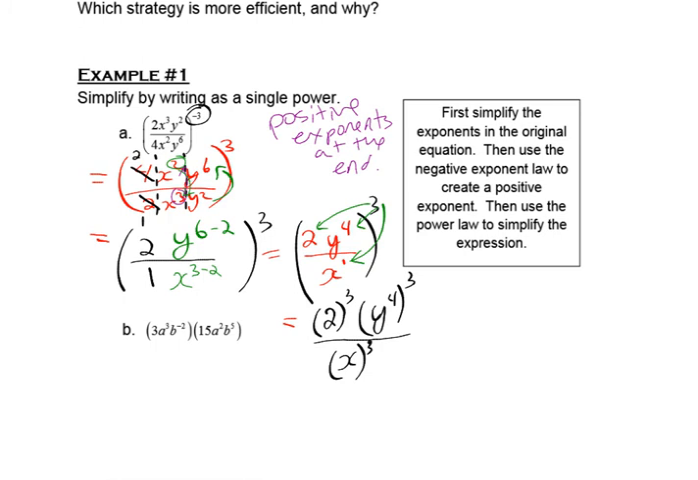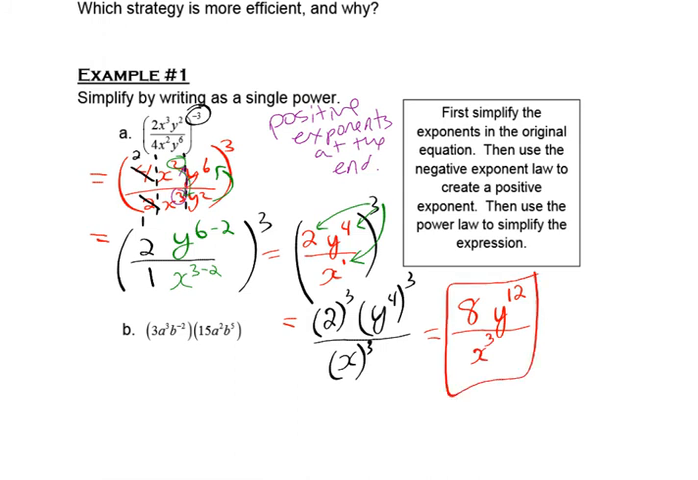Do each of them separately. 2 to the 3. That's 2 times 2 times 2. When it's a number, just go straight up and use the exponent. 2 times 2 times 2, 8. Y to the 4 to the 3. What do we do with those exponents? Multiply. Y to the 12 over x to the 3, x cubed.